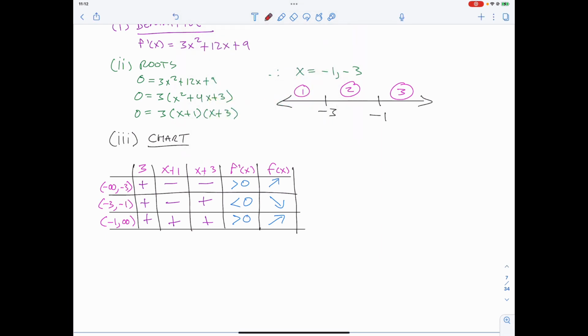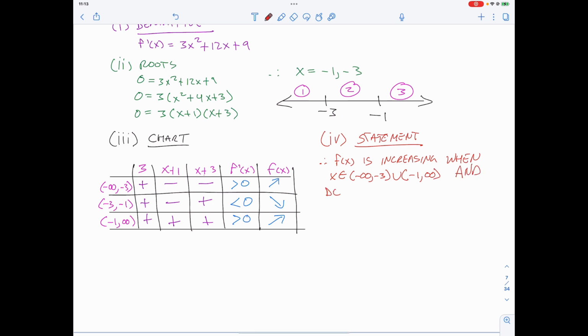And then last but not least, we have our statement. f of x is increasing when x is an element of negative infinity to negative 3 or negative 1 to infinity, and decreasing when x is an element of negative 3 to negative 1.